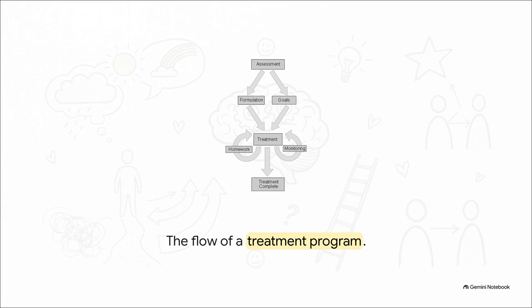From there, you enter the active treatment phase. This is essentially a constant working loop of in-session therapy, assigned homework, and monitoring progress. And this loop just keeps turning until the goals are met and the treatment is officially complete.